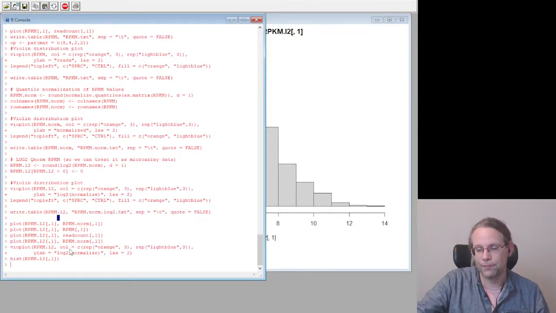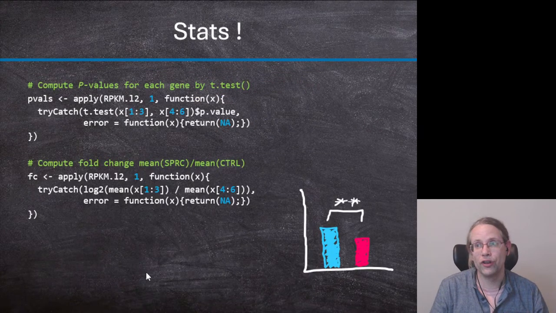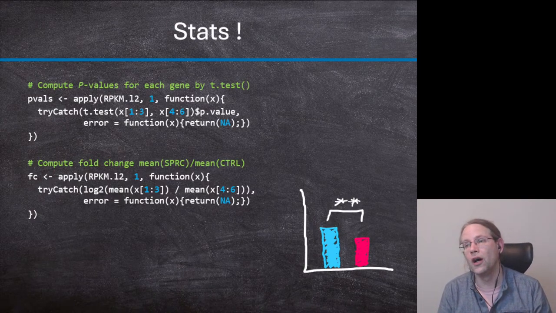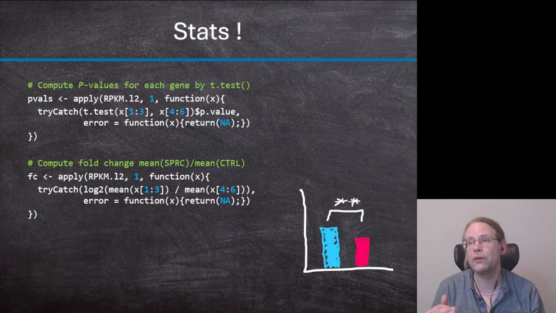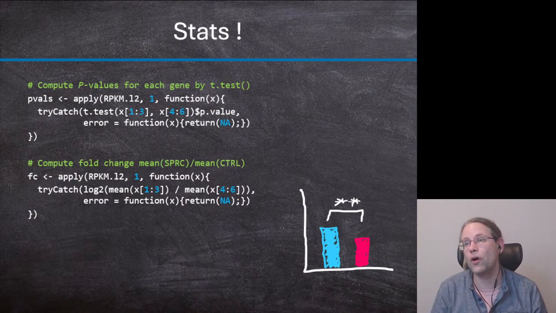All right, next step. The next step that we want to take is, of course, statistics. I'm going to compute p-values by t-test, because I'm going to assume that the three values of the one group and the three values of the other group follow a normal distribution. Of course, we cannot be sure. We only have three replicates in the one group and three replicates in the other group. So a t-test is probably statistically hard to defend, although a lot of people do t-tests when you have 3 versus 3. So that's kind of what we're going to do.